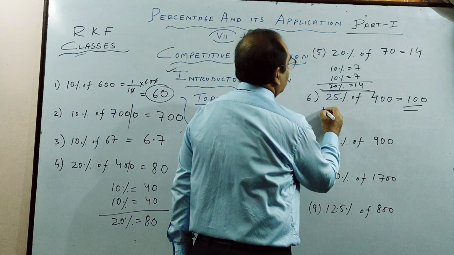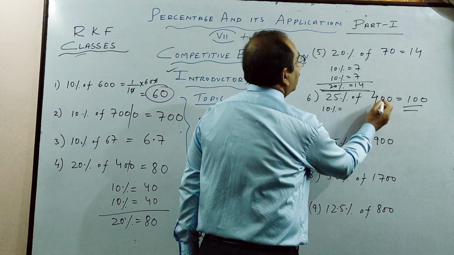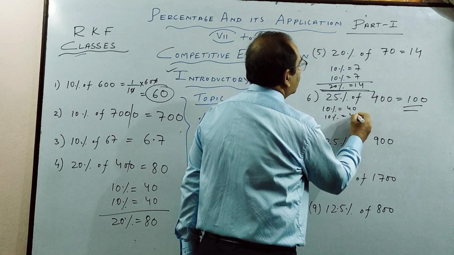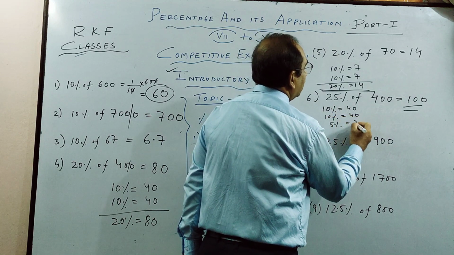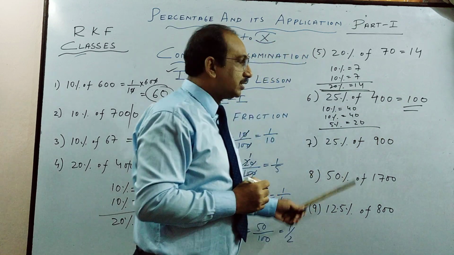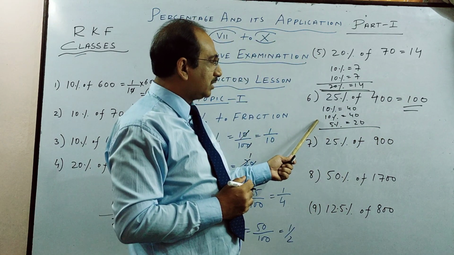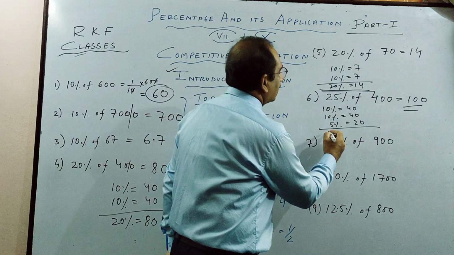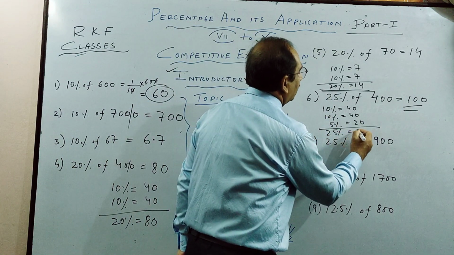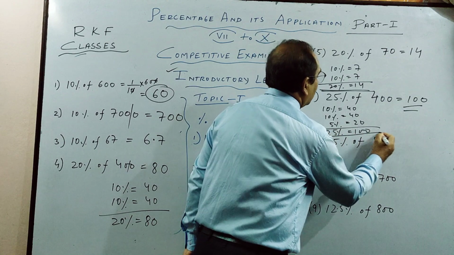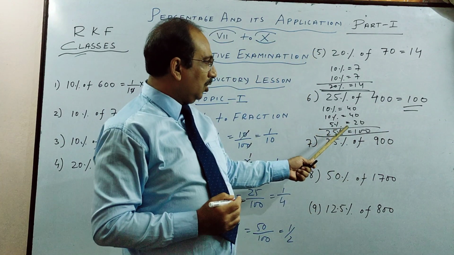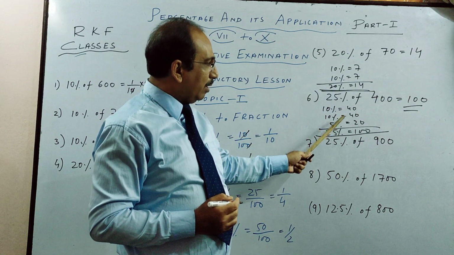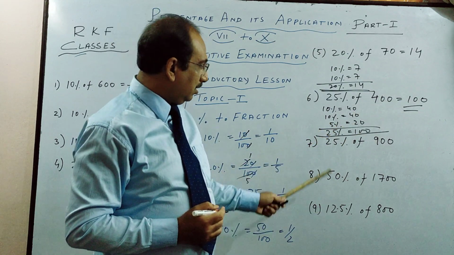Or a longer version: 10% is 40, as I told you, and 5% is half of that. This is another way, but 1/4 is easier. 10, 10, 5. So this side we get 25% and this side we get 100. This logic also you can use: 10, 10, 5. 5% is half of 10.